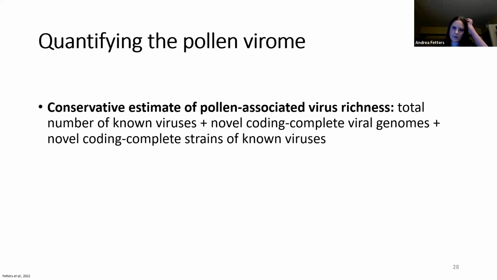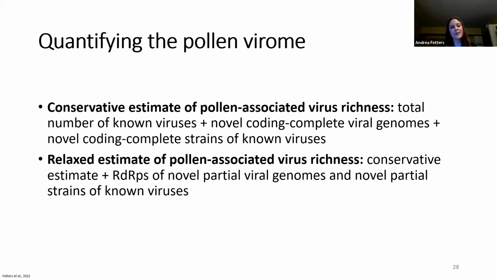So I wanted to go through all of that technical detail because it was really important in how we actually quantified the pollen virome. So when I present our results, I will refer broadly to this idea of pollen-associated virus richness, which is the total number of unique viruses that we found to be pollen-associated for a given plant species. A more conservative estimate of the pollen-associated virus richness was the total number of those known viruses, the novel coding complete viral genomes, and the novel coding complete strains of known viruses. So all of the things that we were very confident were actually in those pollen samples.